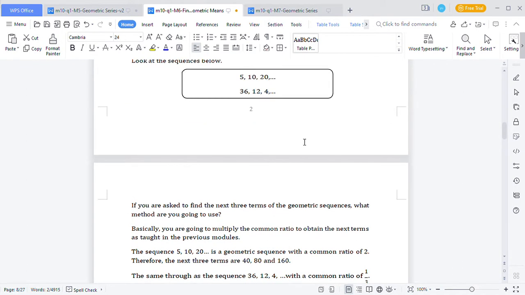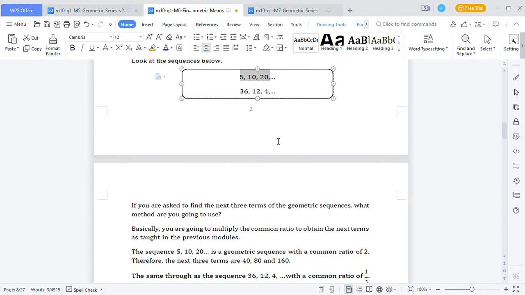Basically, you are going to multiply the common ratio to obtain the next terms. We discussed this in the previous lesson. Of course, 5, 10, 20 here is a geometric sequence with a common ratio of 2. Therefore, the next 3 terms are 40, 80, and 160.